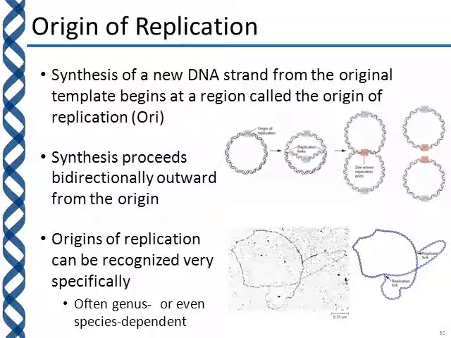So we mentioned this origin of replication. So what exactly do we mean? The origin of replication: the synthesis of new DNA strands from the original template begins at a region called the origin of replication, or ORI. Synthesis proceeds bidirectionally outward from the origin. The origins of replication can be recognized very specifically. This is often genus or even species dependent.